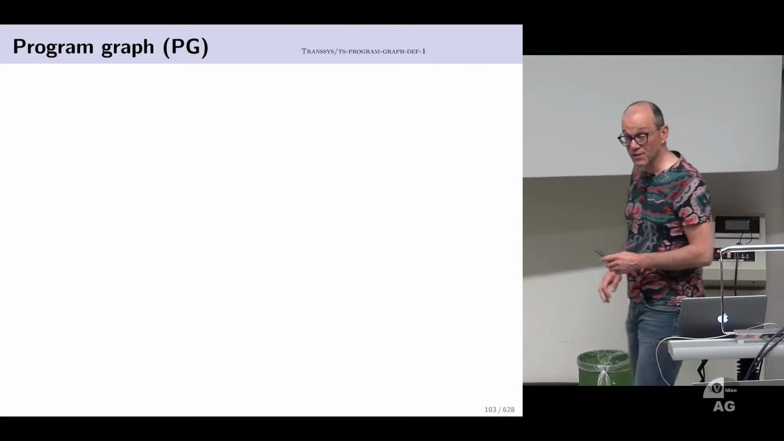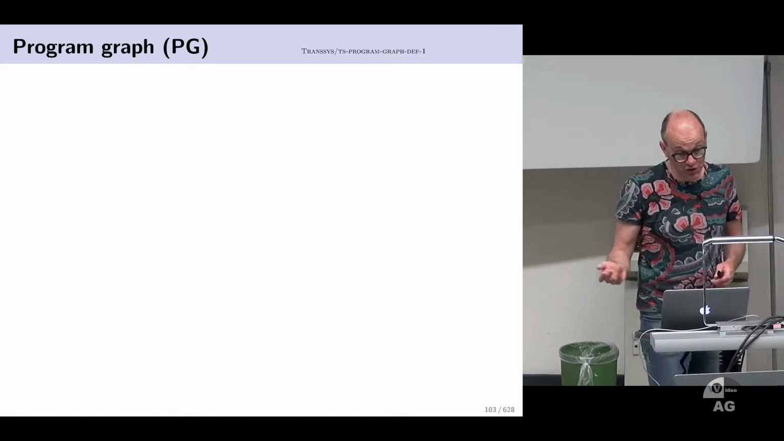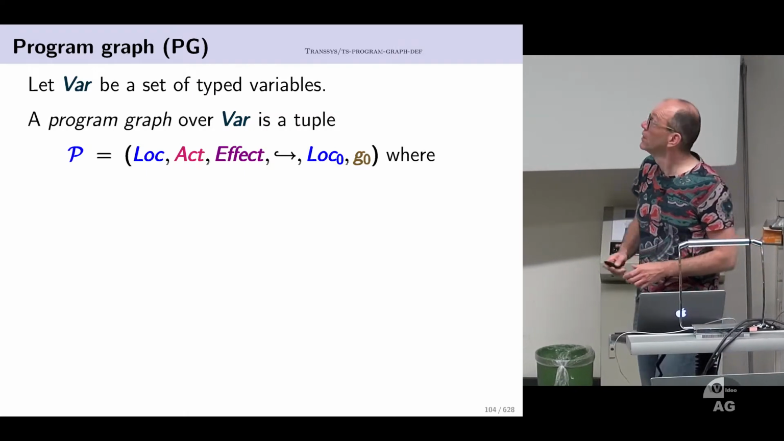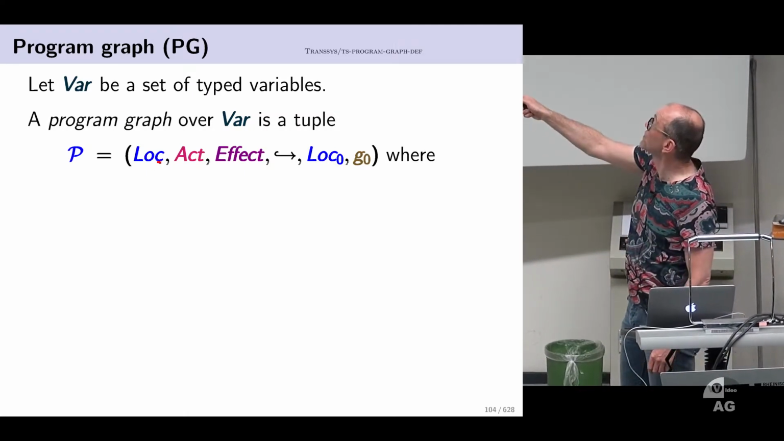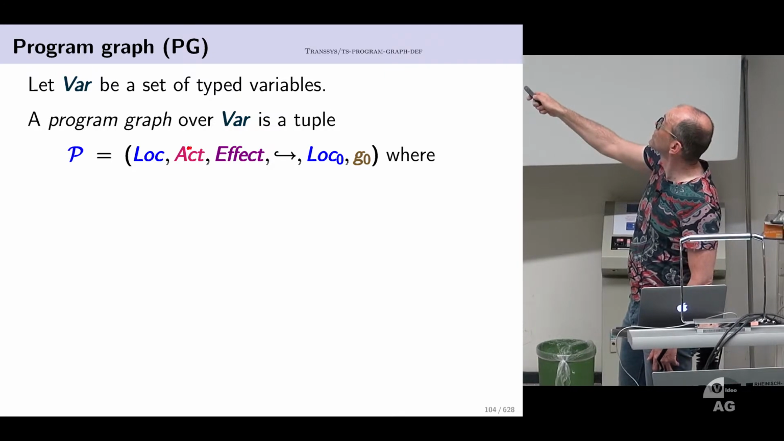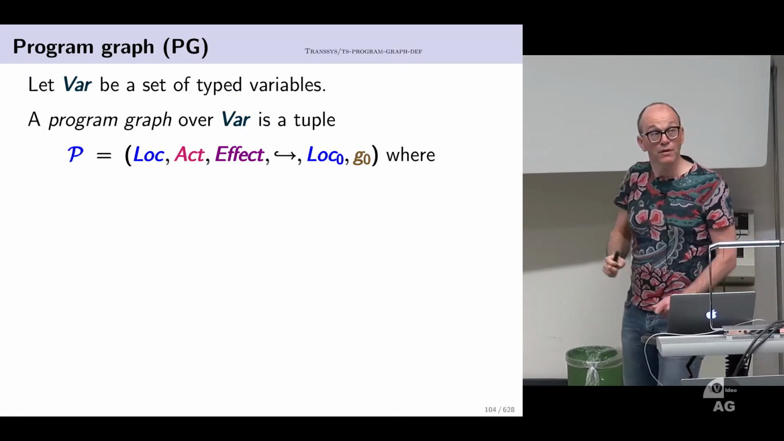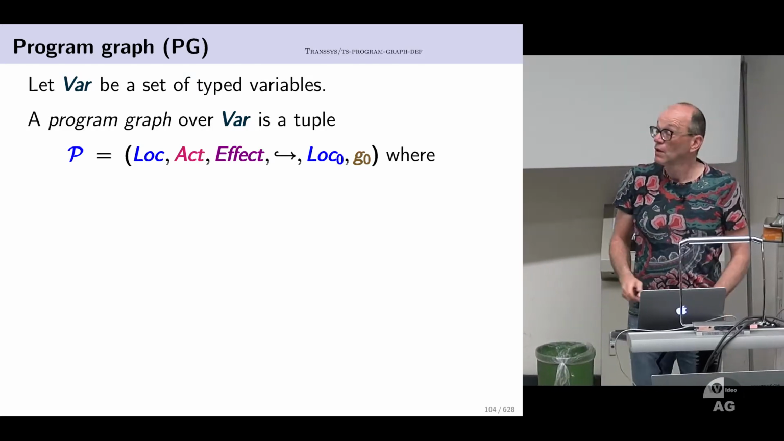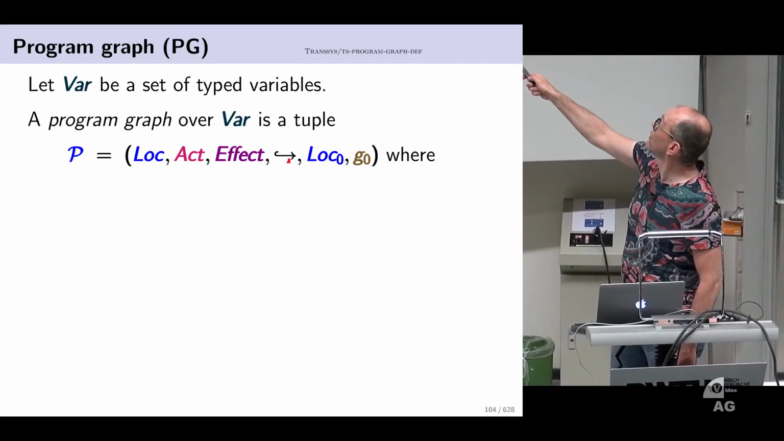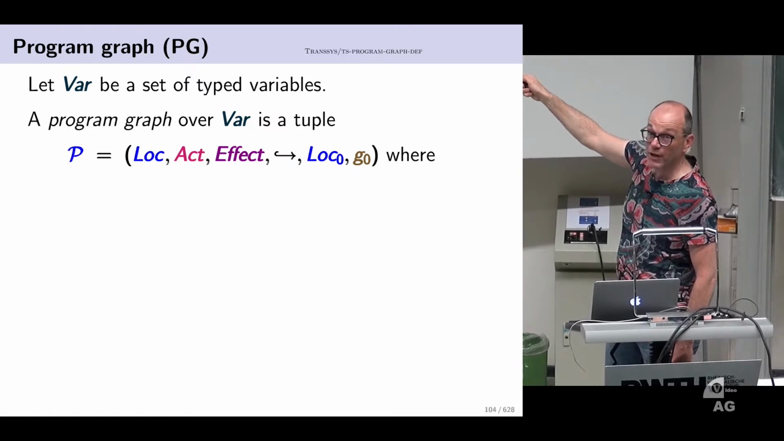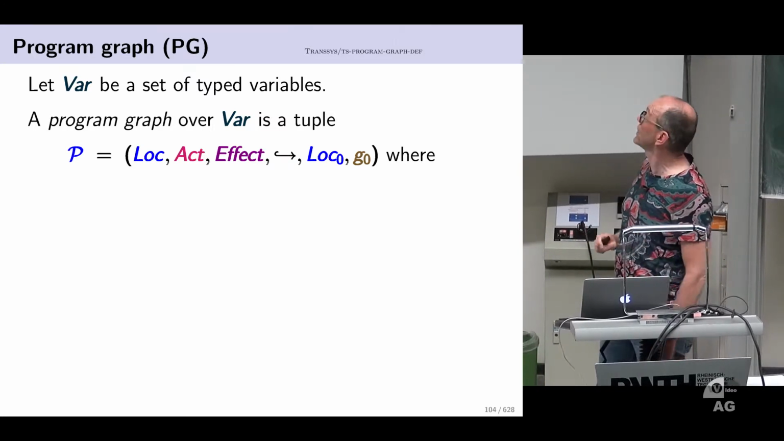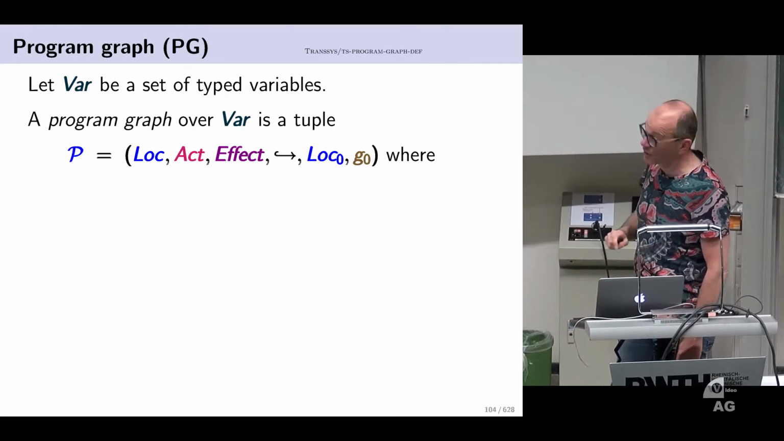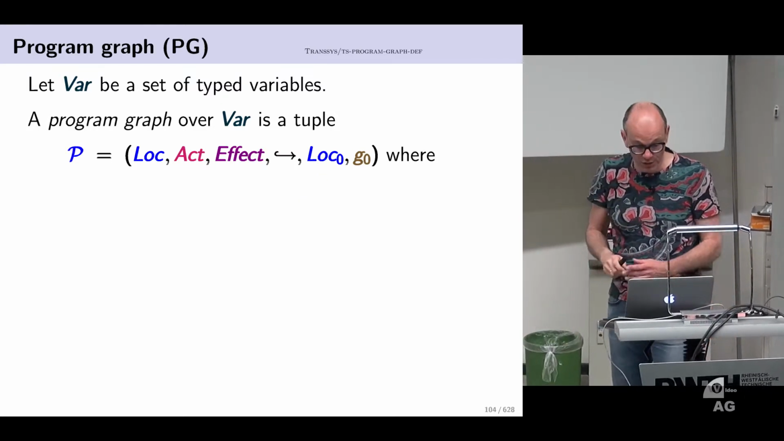So let's now formalize what's a program graph and what's a transition system of a program graph. A program graph is a couple of locations, a couple of actions, the effect function, the function that tells you what's the effect on the variables if I take an action. This is the edge relation of the program graph, and remember those were the dashed edges in my picture. I have a set of initial locations and we have some initial condition on the variables g0.